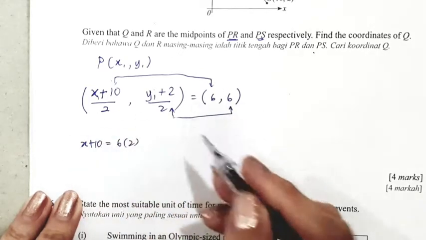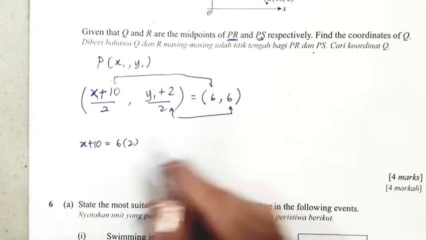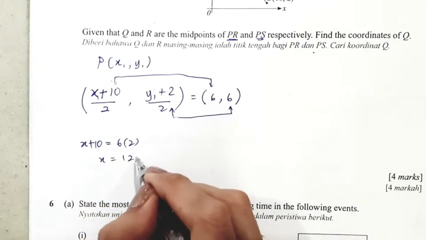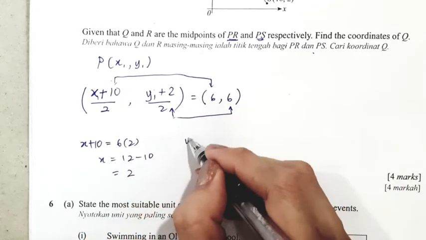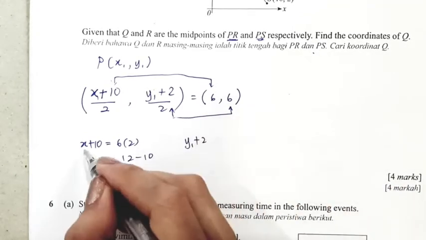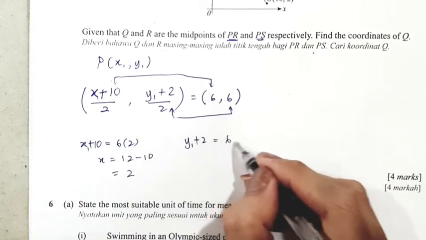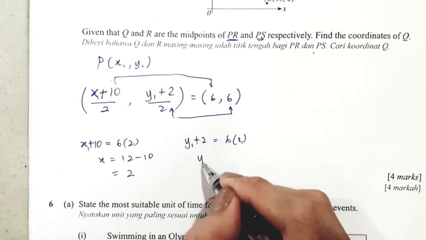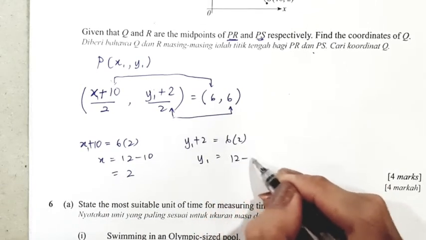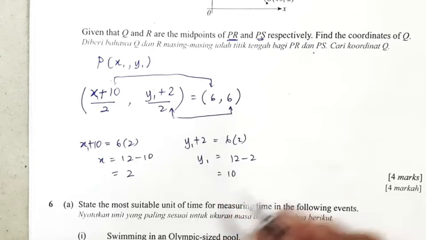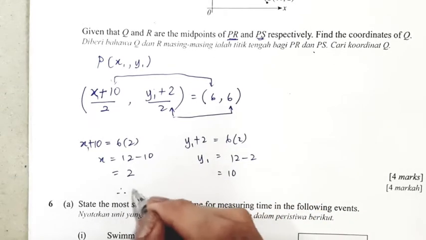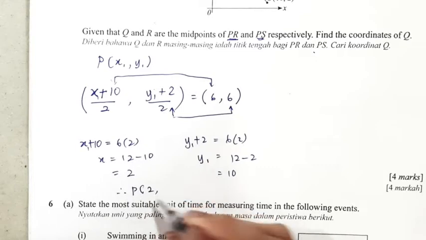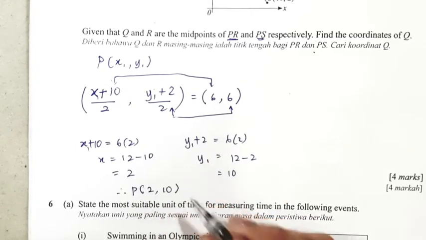I equalize and solve right away. So X1 will equal 12 minus 10. So 2 over here. And then Y1 plus 2 equals 6 times 2. So Y1 will equal 12 minus 2. That is 10. So we have found P first. Therefore, P will be 2, 10.